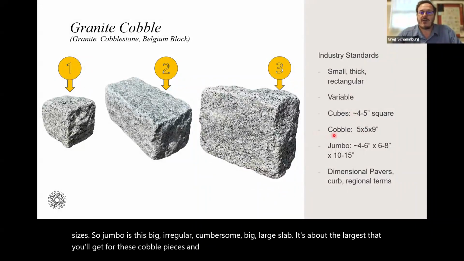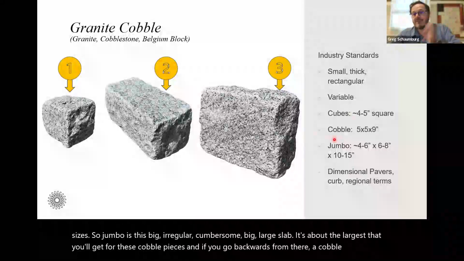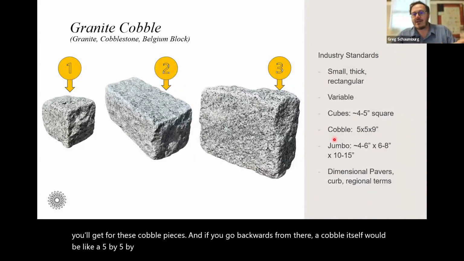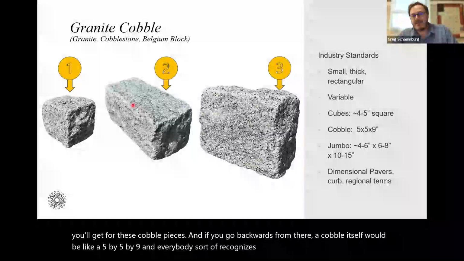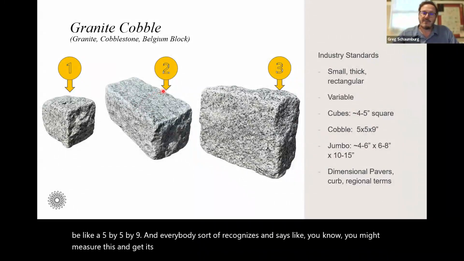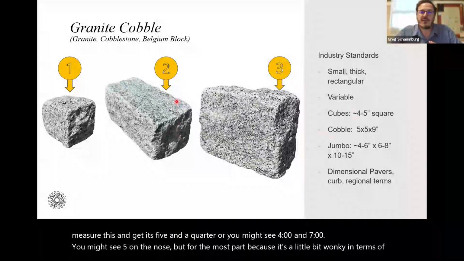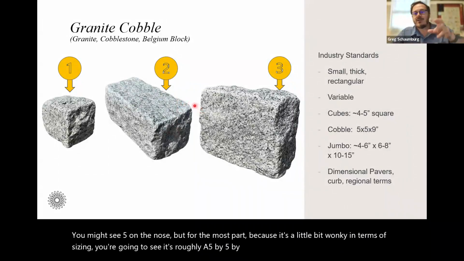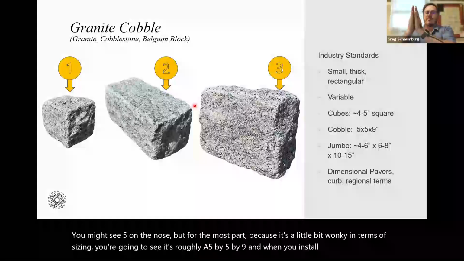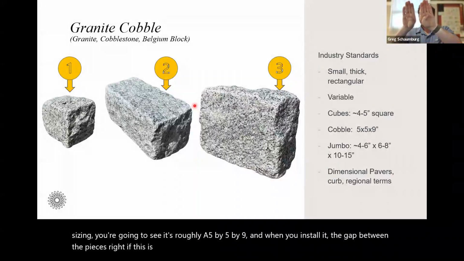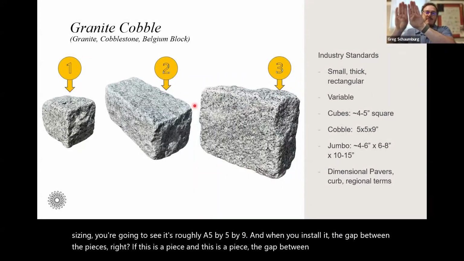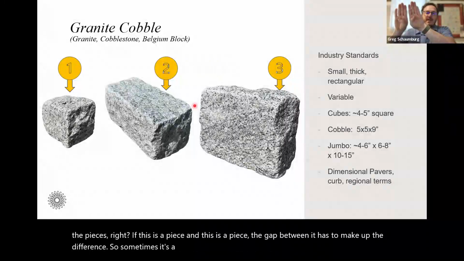And if you go backwards from there, a cobble itself would be like a 5 by 5 by 9. You might measure this and get 5 1/4, or you might see 4 7/8. You might see 5 on the nose. But for the most part, because it's a little bit wonky in terms of sizing, you're going to see it's roughly a 5 by 5 by 9. And when you install it, the gap between the pieces has to make up the difference. So sometimes it's a little wider, sometimes it's a little narrower, and that's how you have to use this material.